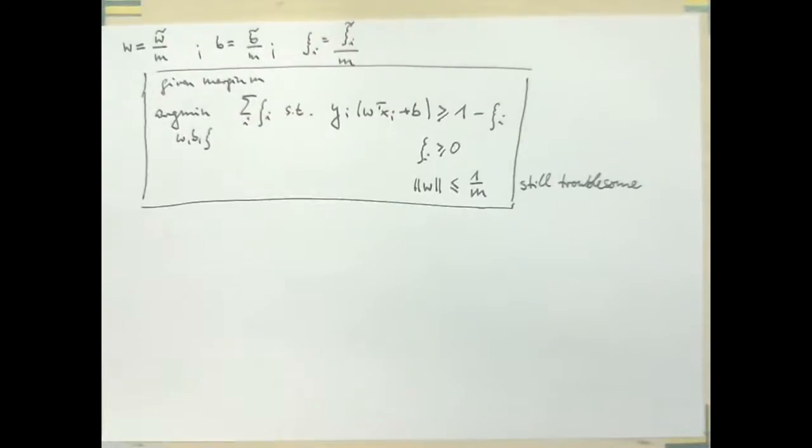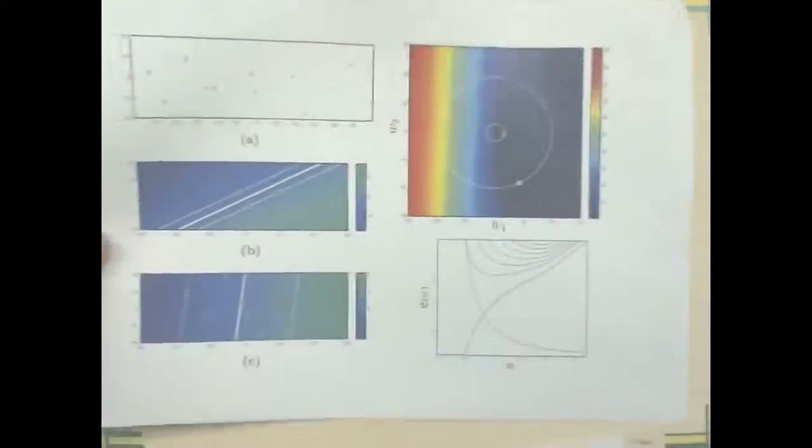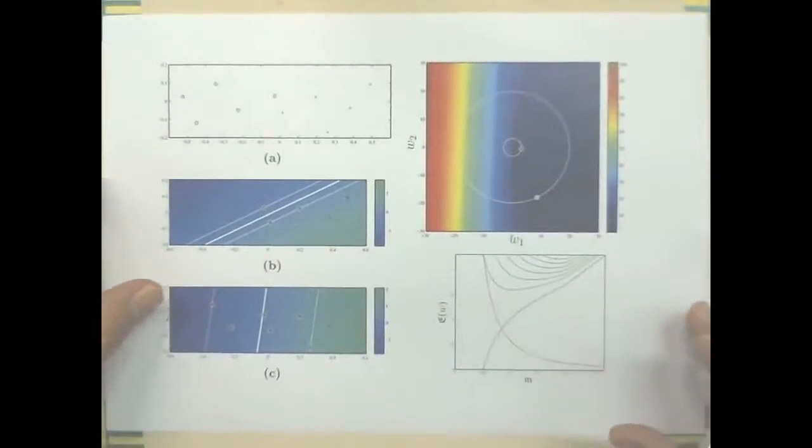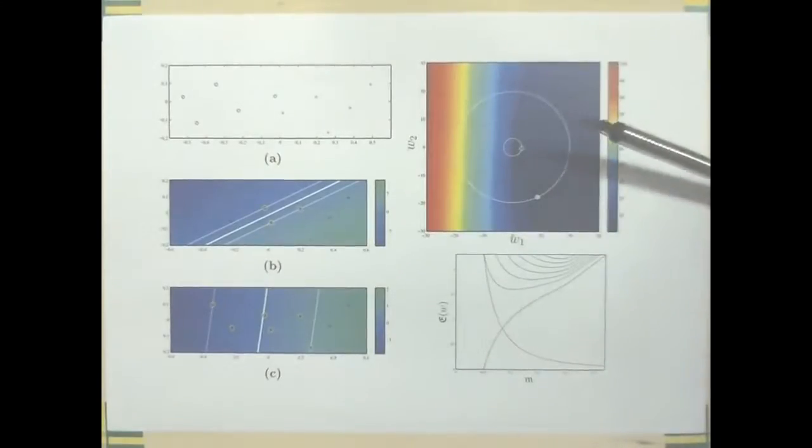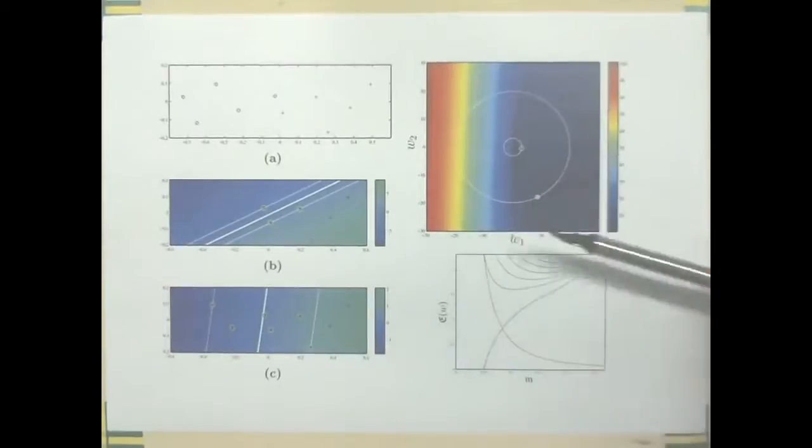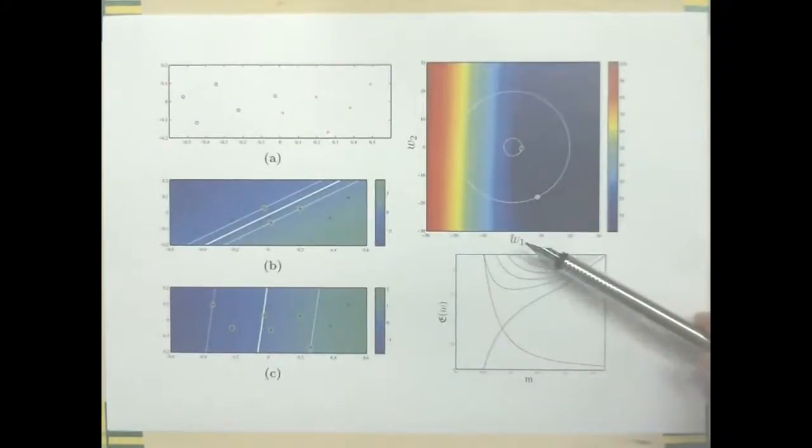And if you look at your handout again, what you see in the top right corner is the space of all classifiers. You see the axes are W1 and W2. In fact, for this plot here and for my convenience, I have forced it to go through the origin. So I set B to 0.